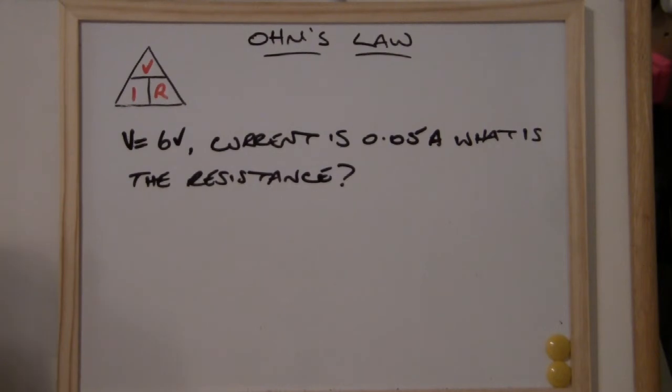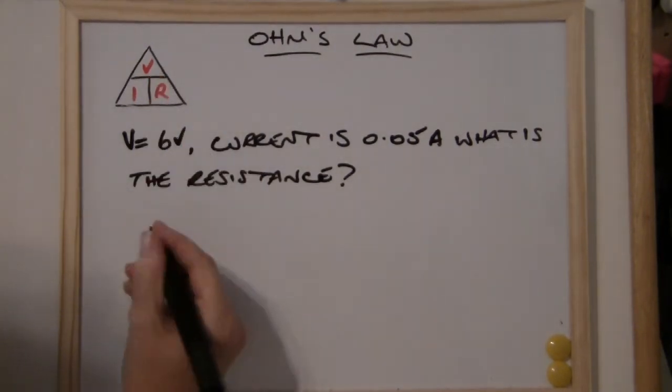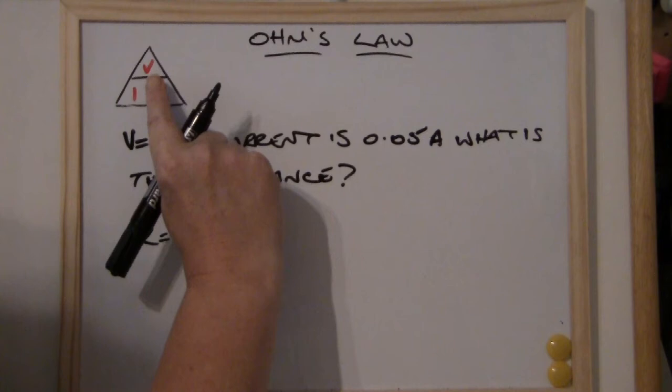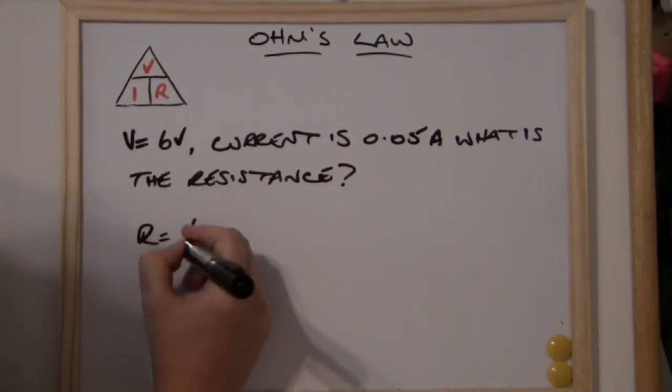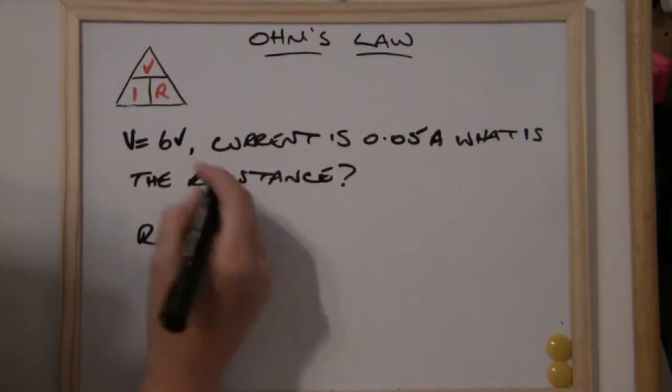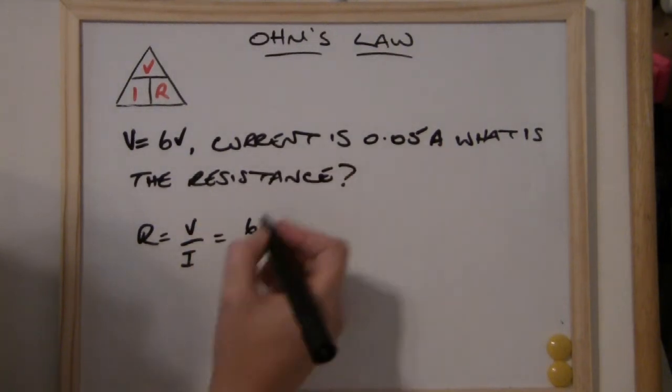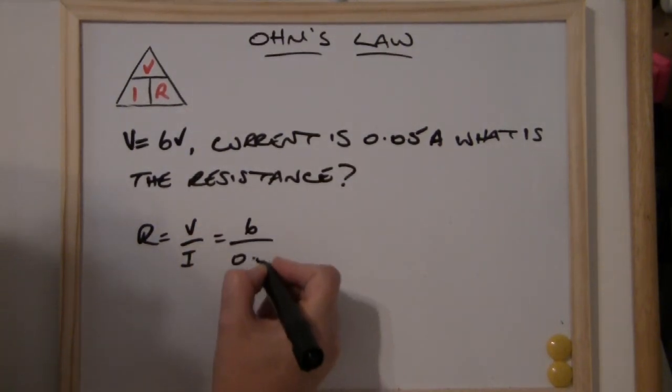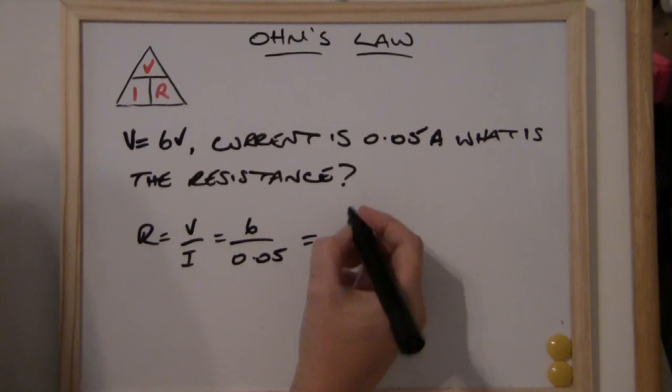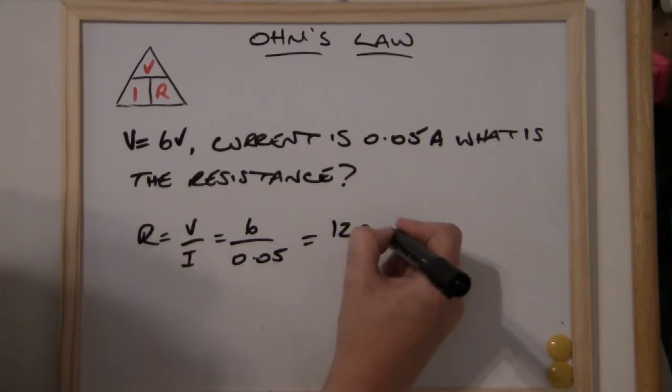And the final one, this time we're calculating the resistance. So if we put R equals and cover up the R, we've got the formula V over I. V is 6 volts and I is 0.05 amps, which gives us an answer of 120 ohms.